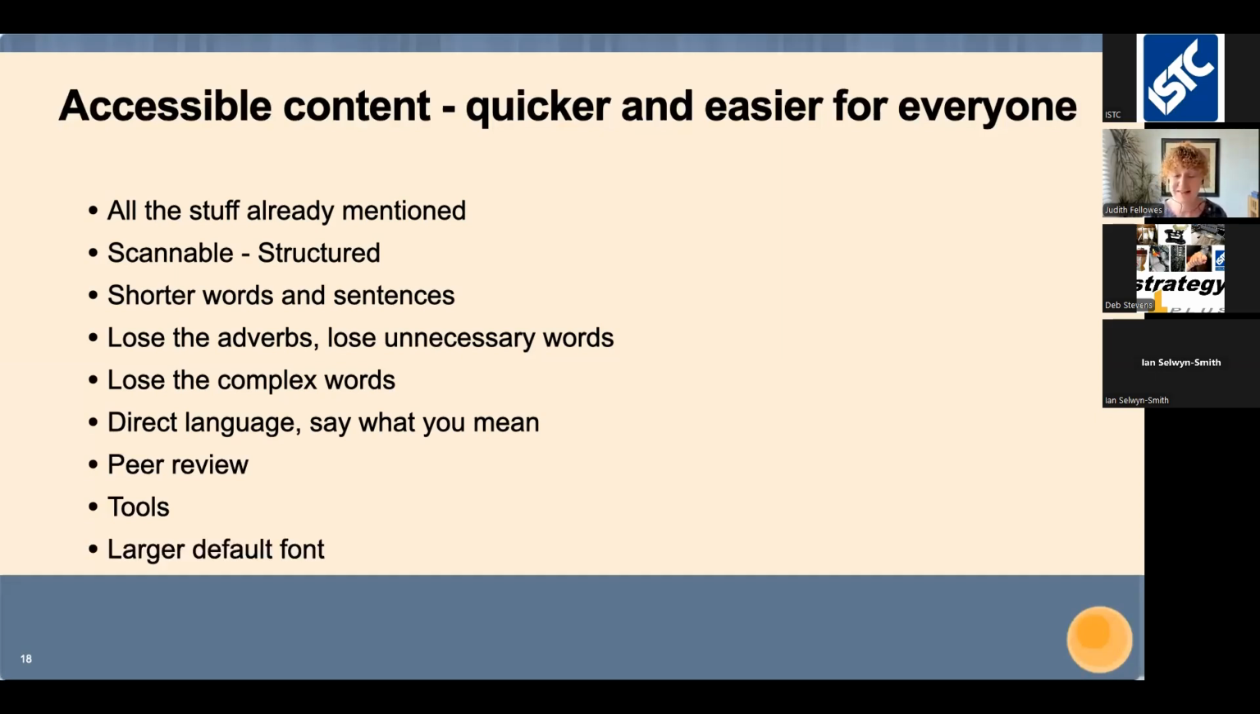And one thing that actually makes everything easier to use for everybody is just having a larger font. There's lots of research on this. If you make it bigger, it's easier to read.